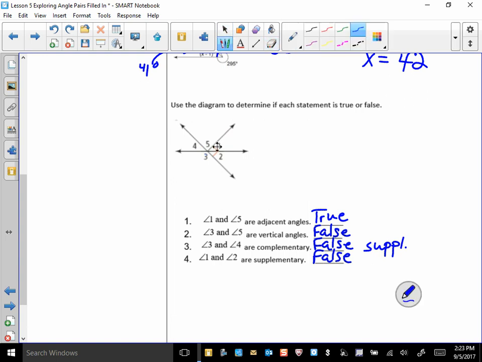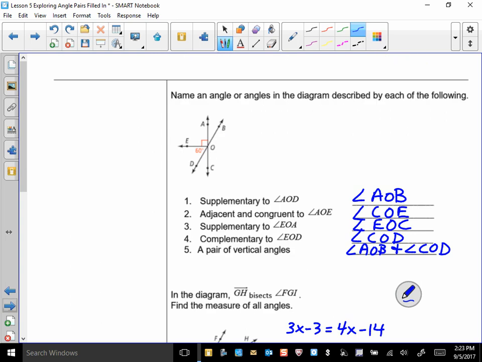1 and 2. Here's 1 and here's 2. And I can see that the two of them together make up a right angle, so no, they're not supplementary, they're complementary. So all those are false except for the first one. Please make yourself a note over here in your margin if we need to talk about this some more in class. All right, name an angle or angles in the diagram described by the following.